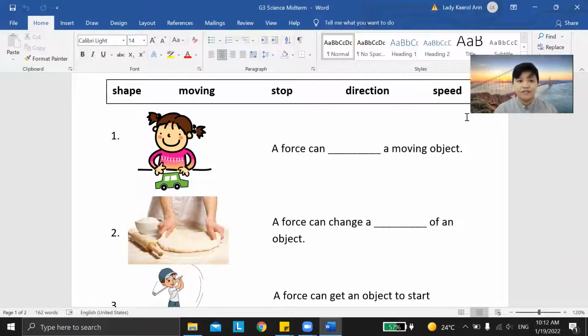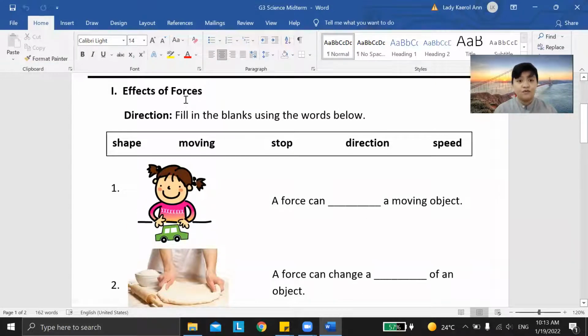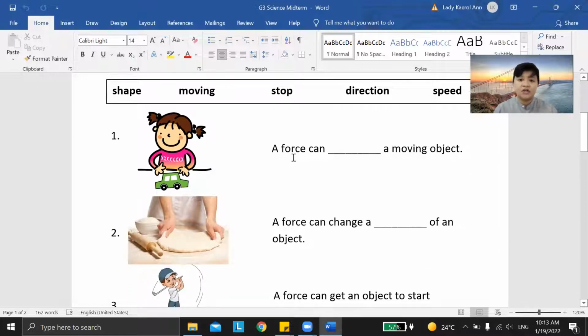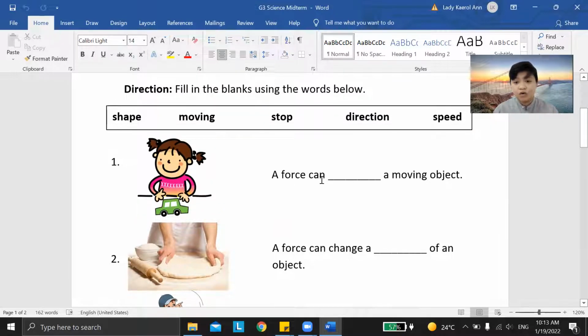So the first part of your test is effects of forces. The direction for this first part is you will fill in the blanks using the words below. I have already provided them. This is shape, moving, stop, direction, and speed. You will answer and complete the sentence using the words above based on the picture. So yes, number one is a force can blank a moving object.